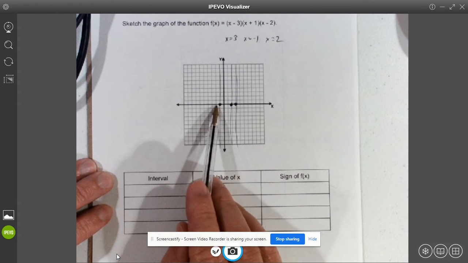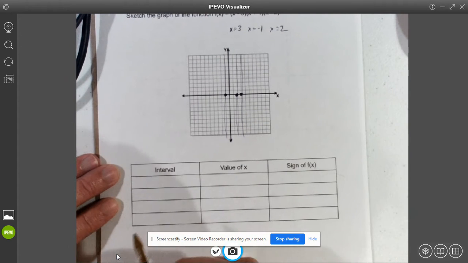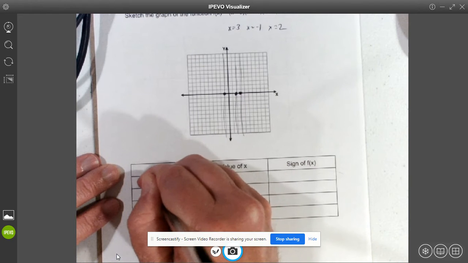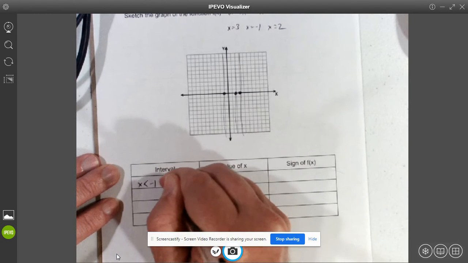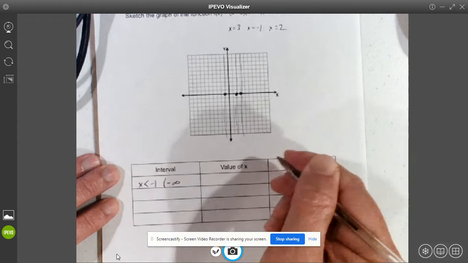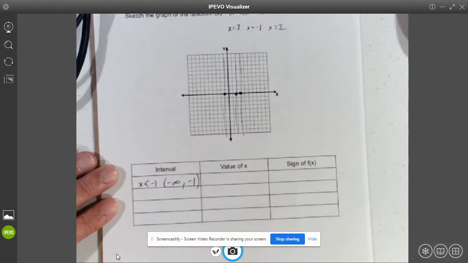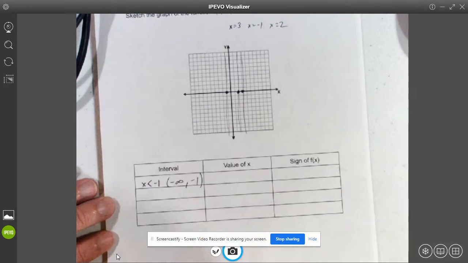First of all, I've got all my x's less than negative 1. Now I could write that a couple different ways. I could write x is less than negative 1, or sometimes it's more helpful to put it in interval notation. I'm looking at all my x's from negative infinity up to negative 1. And then we'll worry about these right 2 columns here later.